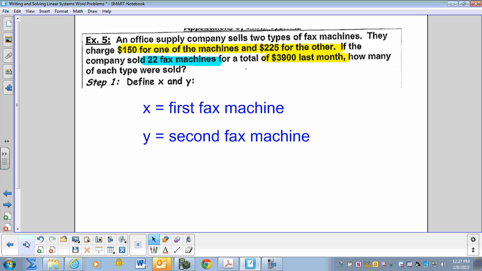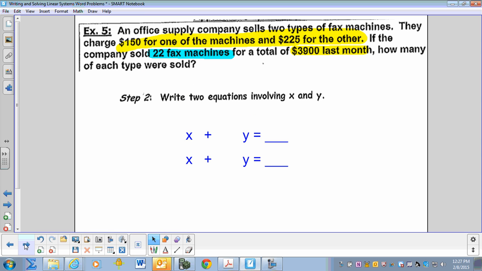So first we need to define x and y. In this instance, x will be considered the first fax machine, or the one that we're charging $150 a month, and y will be the second fax machine, or the $225 we charge a month. So now we need to write the two equations involving x and y. So again, we're going to be using our template x plus y equals a number, x plus y equals a number. So let's first look at the highlighted yellow.